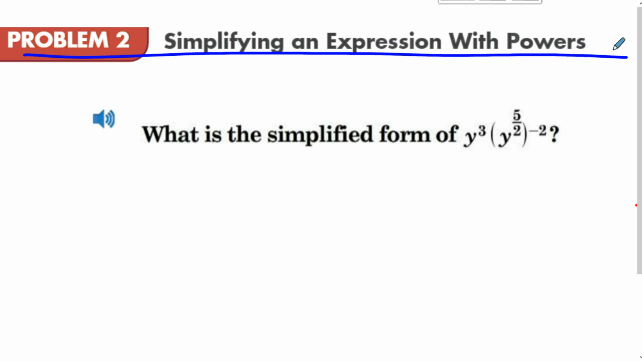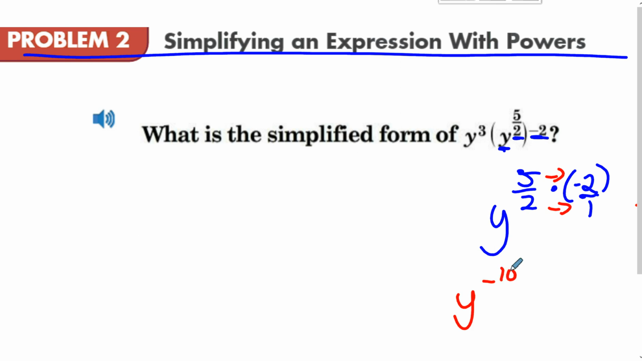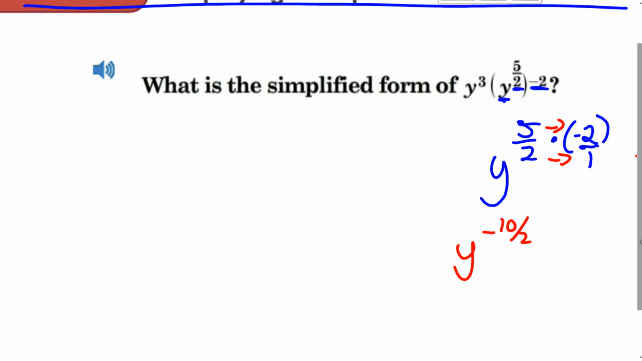So now we have multiple bases, okay? This base of y has an exponent and it's being raised to an exponent. So those are the two that we're going to multiply. So y raised to the 5 halves multiplied by -2. Whenever you just have a whole number right there, it's always over 1. So you can put it over 1. Now we can go ahead and multiply straight across. Or we can cross cancel because there's 2 2's in there. But I won't for now. So -10 over 2, which reduces down to y to the -5, right? -10 divided by 2 is -5. Now I still have this y cubed out front.